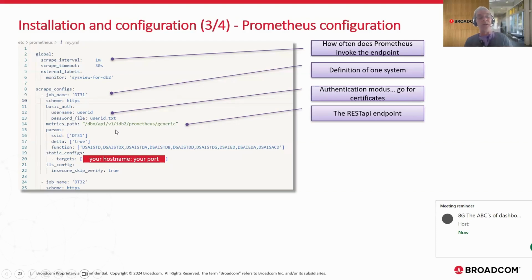Once you've done that, you also need to tell it where to find it. So you have to define the target, the host on which the RESTful API provider runs. Hopefully that will be your API ML, and you identify that by your host name and your port. And that's pretty much it, right?